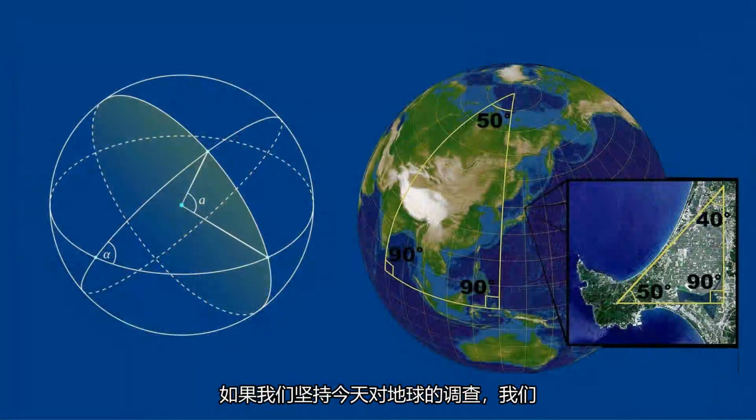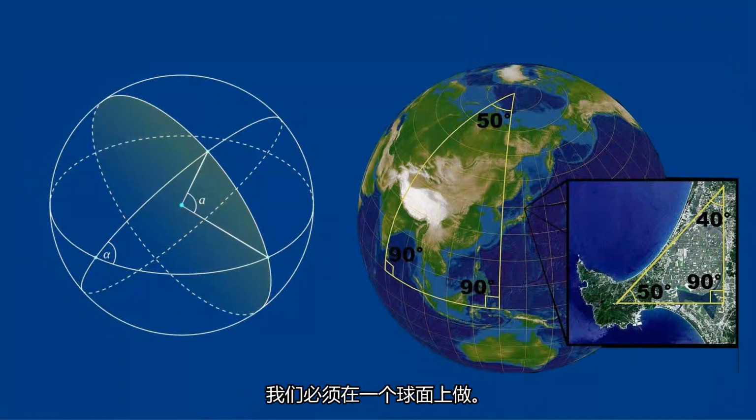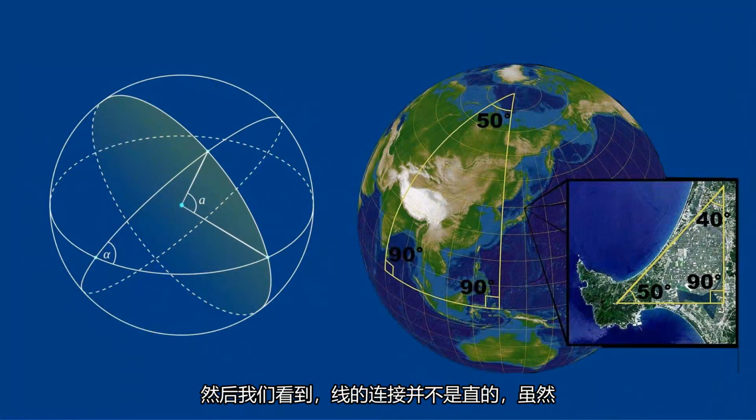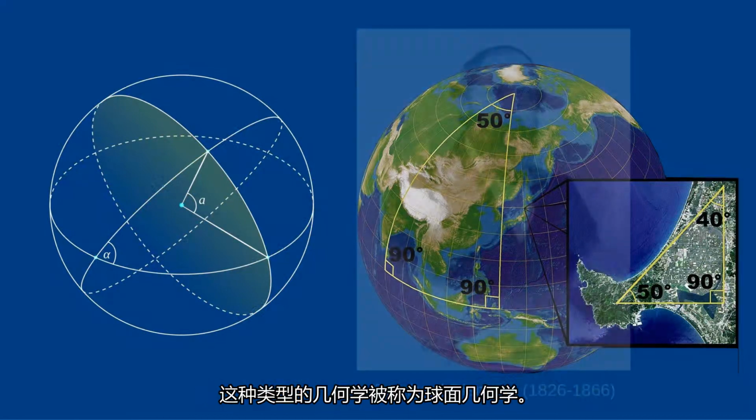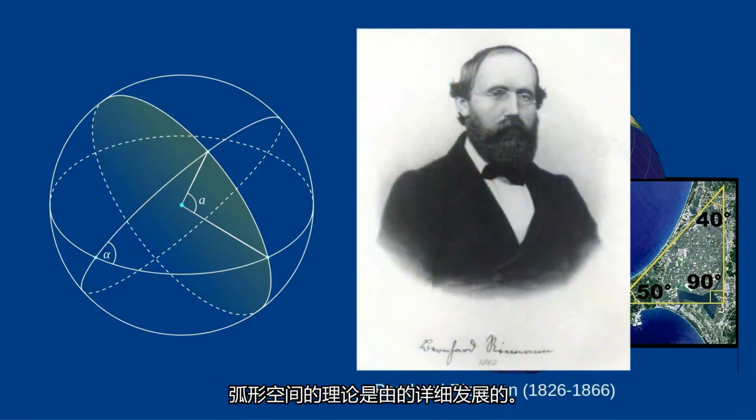If we stick to the survey of the Earth, today we have to do it on a spherical surface. We then see that a line connection is not straight, although we always walk straight ahead on the globe. Triangles drawn on a sphere are also curved. This type of geometry is called spherical geometry. The theory of curved spaces was developed in detail by the mathematician Bernhard Riemann.